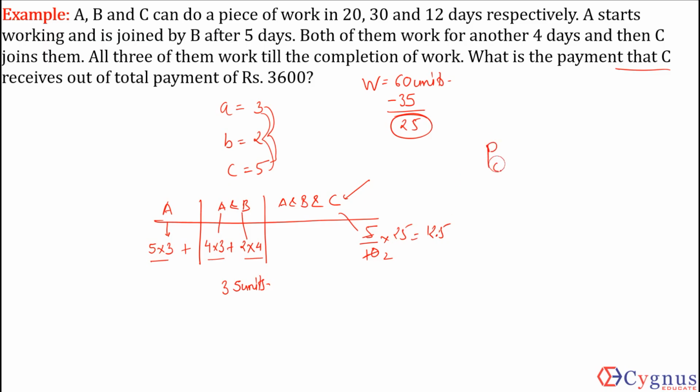So payment received by C should be what? The work done by C. C has done only 12.5 units, out of 60 units, yes or no? So in this ratio, this 3600 should be distributed. How do we solve it? The zeros will be cancelled out, and the 6 will cancel out 60 times. So effectively, what do you get? 125 into 6, that is equal to 750 rupees. So the share of C becomes 750.